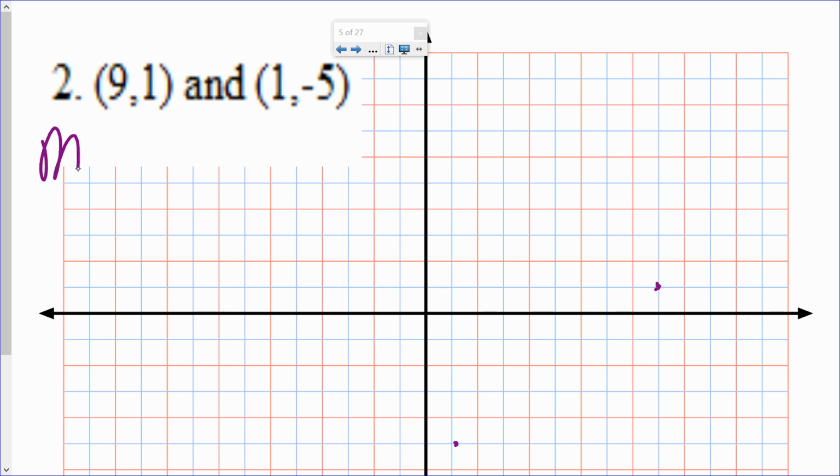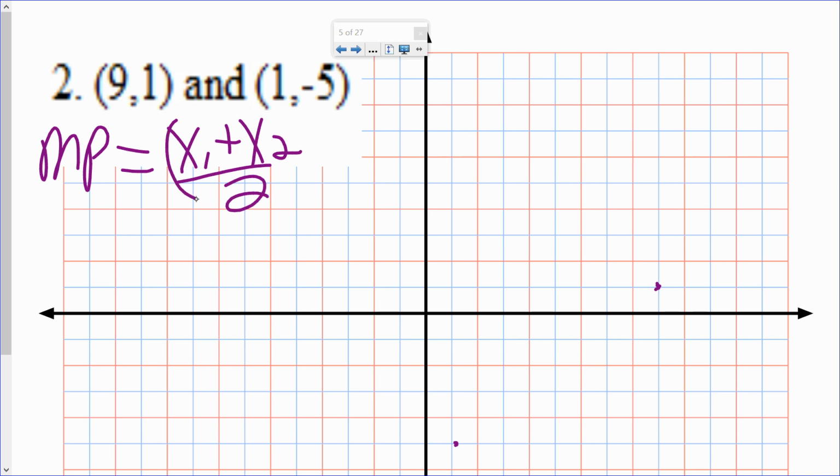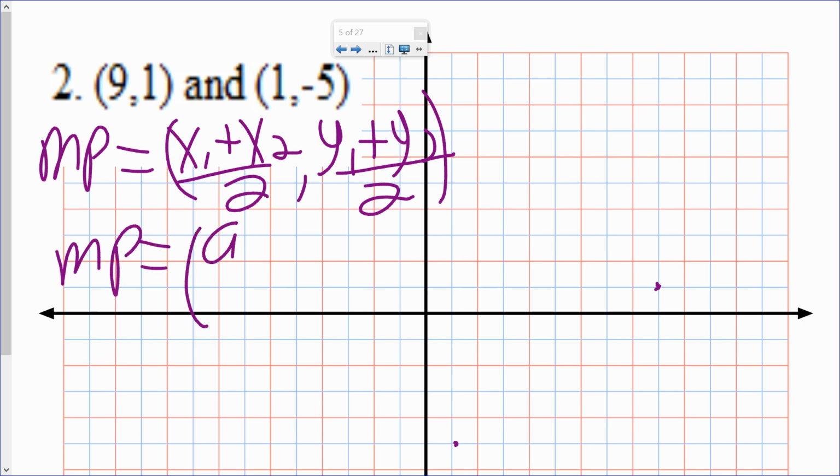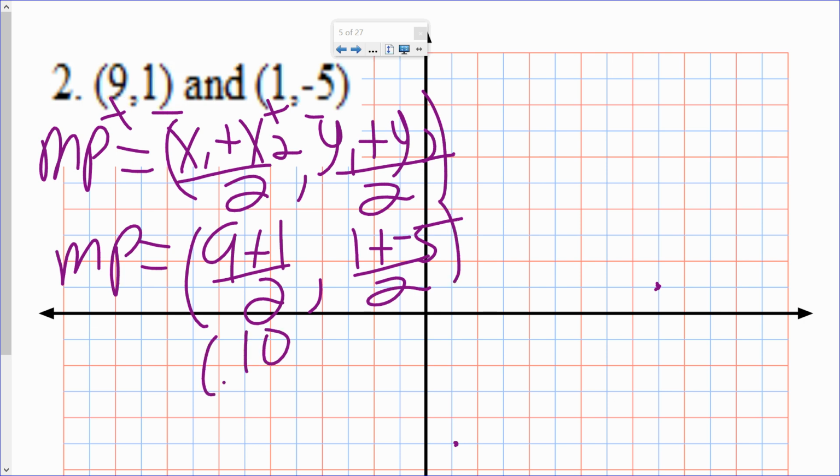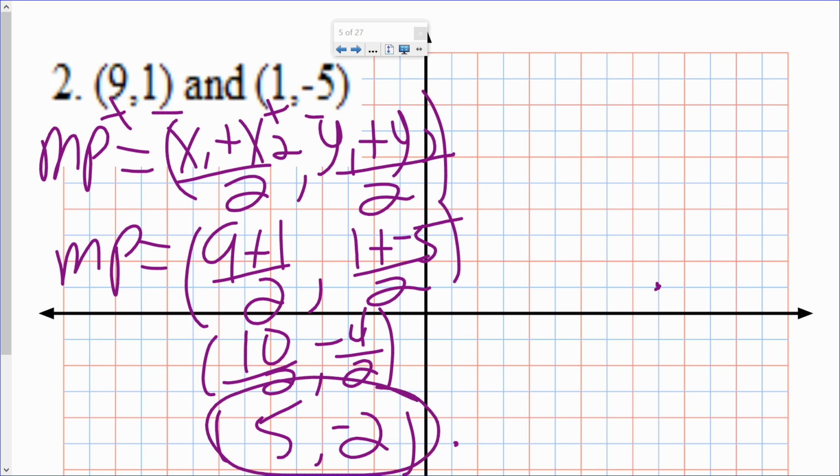Midpoint is the average of the x values, x1 plus x2 over 2, comma, the average of the y values, y1 plus y2 over 2. So when I add the x's, 9 plus 1 over 2, and when I add the y's, 1 plus negative 5 over 2. I do the arithmetic. 10 over 2 is 5, negative 4 over 2 is negative 2. And does that look right? It sure does. It looks right in the middle.